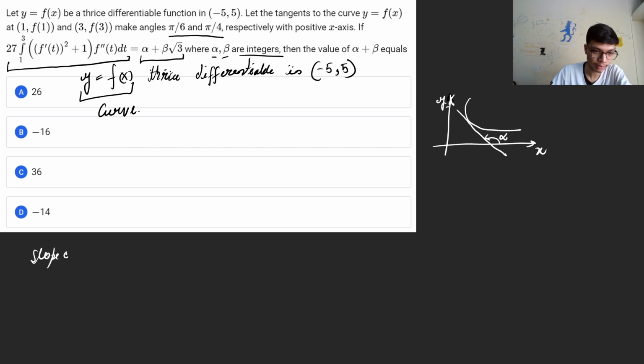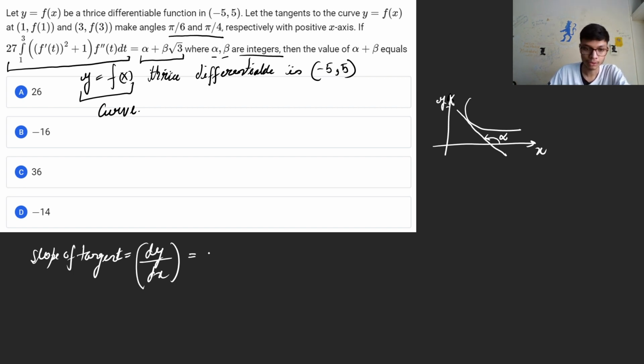So to get the slope of the tangent, what I perform is basically dy by dx, at different points. So let us firstly find dy by dx. That is going to be f dash of x. So for the point at x is equal to 1, f dash of 1 is going to be equal to how much? That is basically tan of pi by 6.